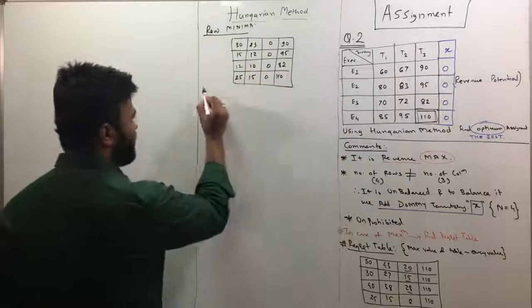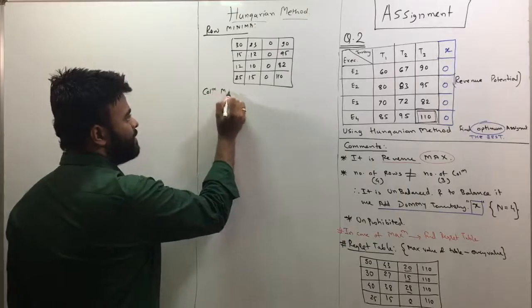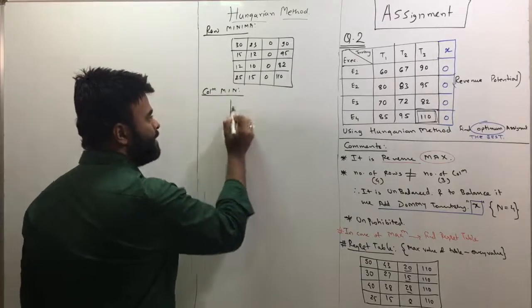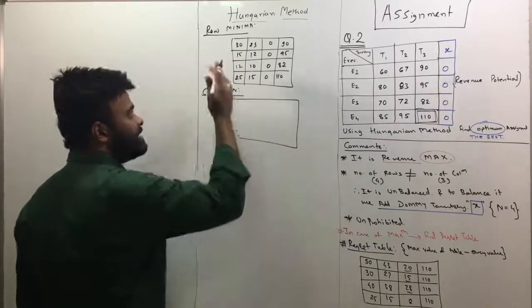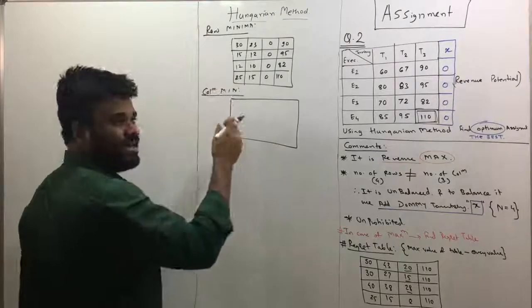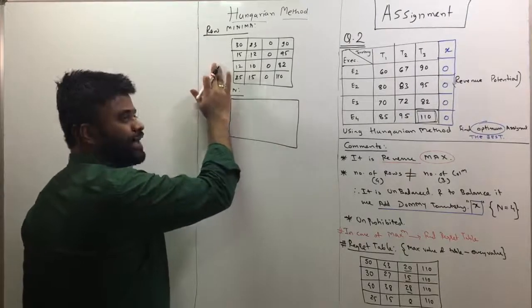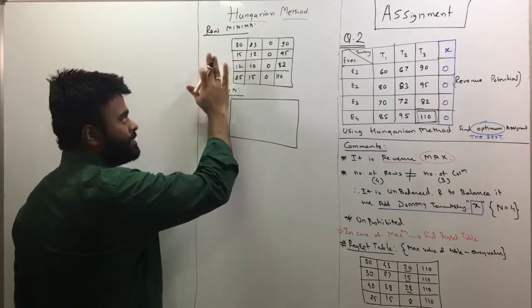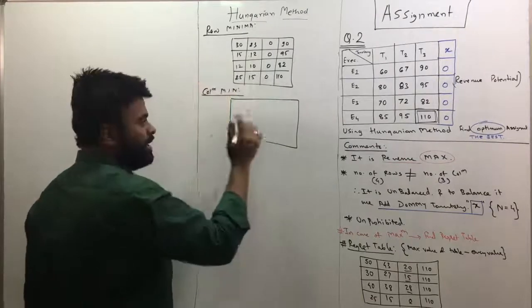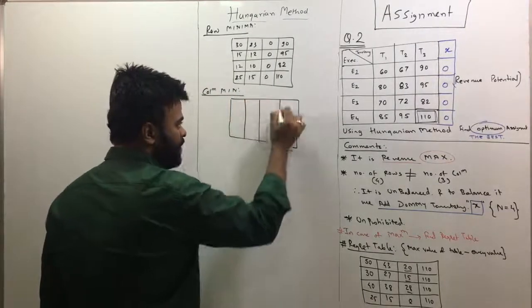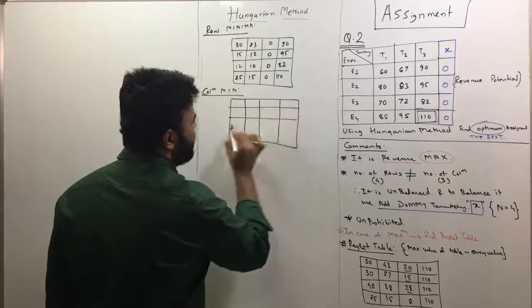Now let's go for the second step, and this is column minima. For column minima, it is the exact same procedure as row minima. You just have to work vertically on the latest table. So always use the latest table that you have available. You work on this and get this one. 2, 3 and 4.